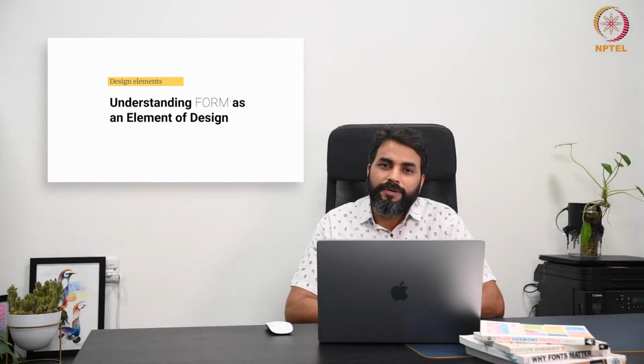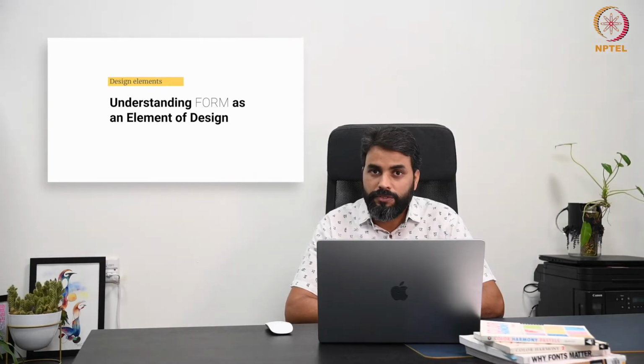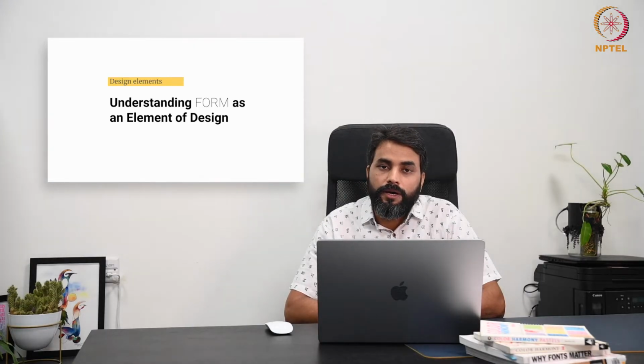Till now, we have covered line and shape and looked into their application and how they have been used in design composition. And we also discussed a lot of things related to meaning making and its uses.